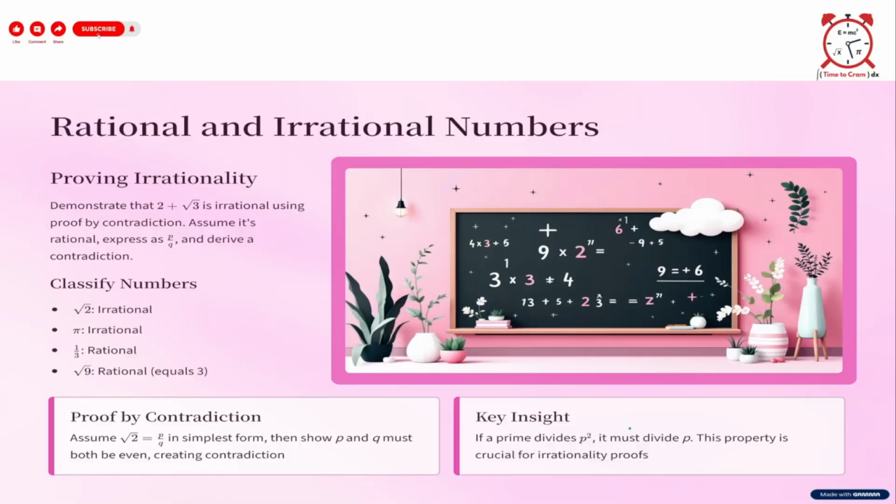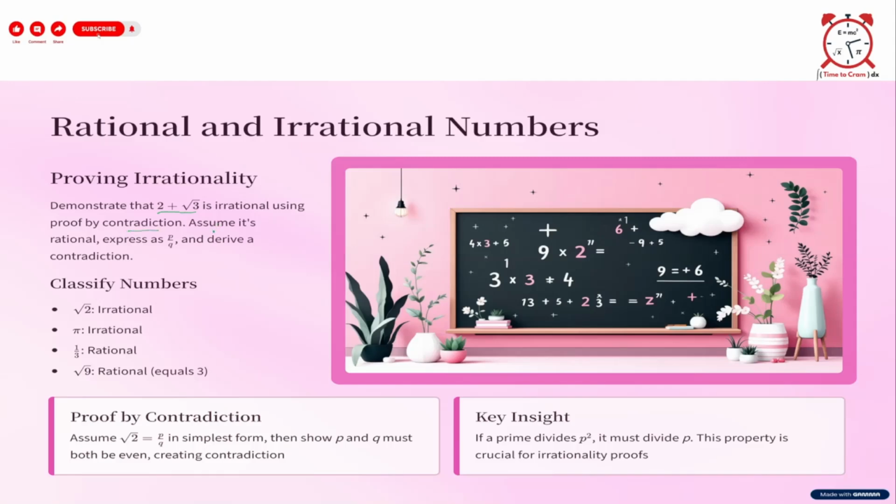Okay. Now next, rational and irrational numbers. Very important, as you witnessed in preparatory 1, preparatory 2 and preparatory 3. This type of questions is frequently asked. 2 plus root 3 is an irrational number, that we have to prove. So how will we prove? Proof by contradiction.